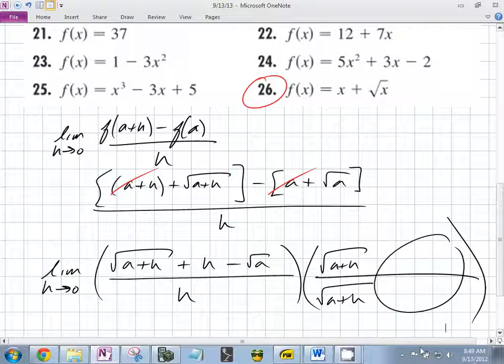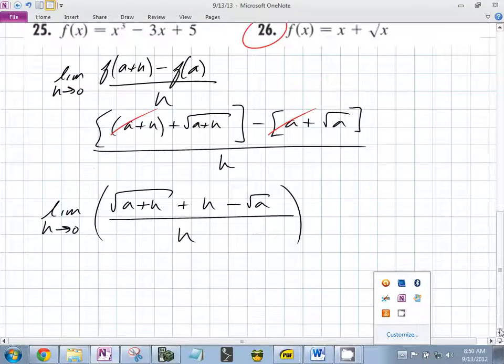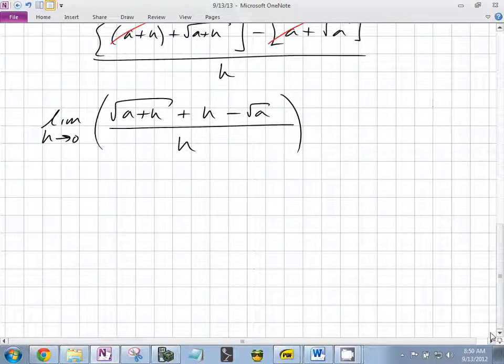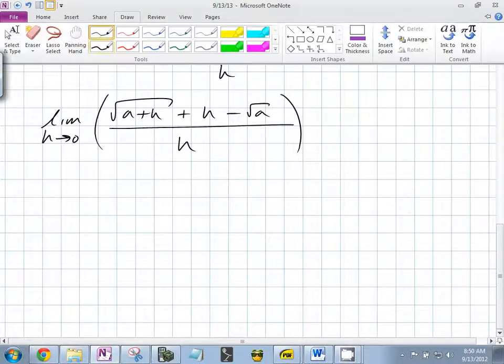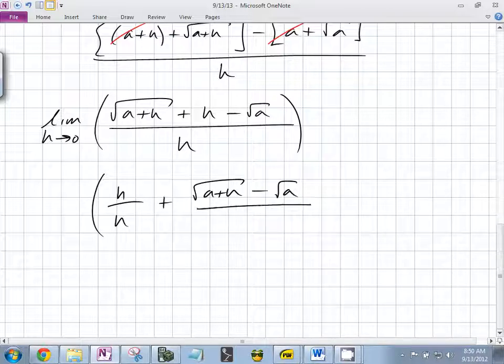So you have to basically do a lot of guess and check on this one, which is kind of annoying. Realize that you have to multiply by some form of 1 at some point to clean that up. That's really your only viable option. You don't have too many options for attacking limits yet. One thing you can do, just as an algebraic manipulation, you can turn this into this: h over h times the square root of a plus h minus root a, all over h.